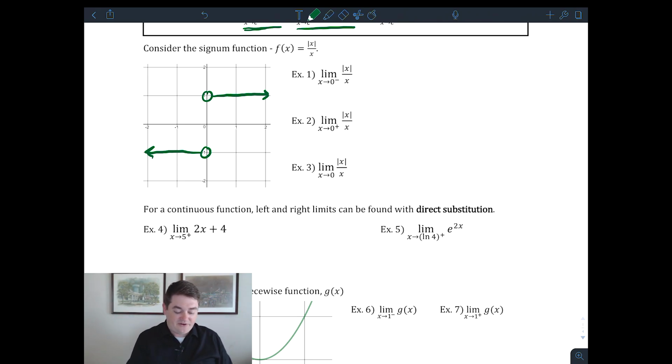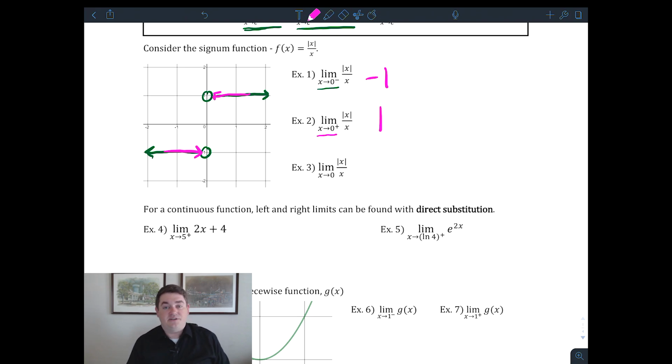So example 1 says, find the limit as x approaches 0 from the left of this function. So we're going to ride along this function from the left and see what value of y we are getting infinitely close to. Well, from the left, it would be -1. Whereas the limit as x approaches 0 from the right, if I ride along this graph from the right-hand side towards 0, I'm getting infinitely close to 1.